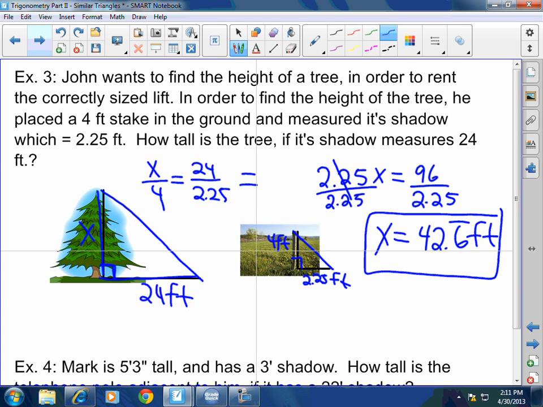How did you set it up, Apple? Okay, you could have done that too. X to 24, it's still going to equal 4 to 2.25. There's a lot of different ways to do this one. You could have gone x to 4 equals 24 to 2.25. You could have gone 4 to x equals 2.25 to 24. Or you could have gone x to 24 equals 4 to 2.25. Awesome, dude. Doesn't matter which way you do it. Choose a way and stick to it. You know what I'm saying? Does that make sense, guys?